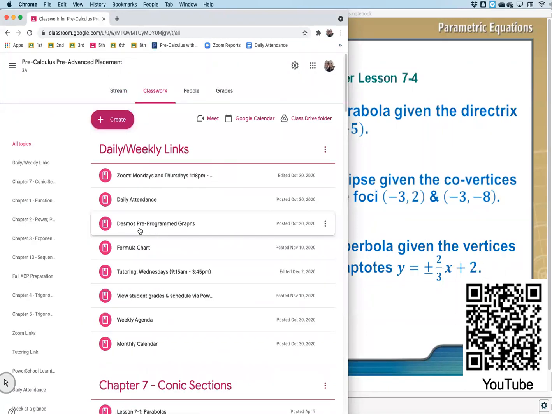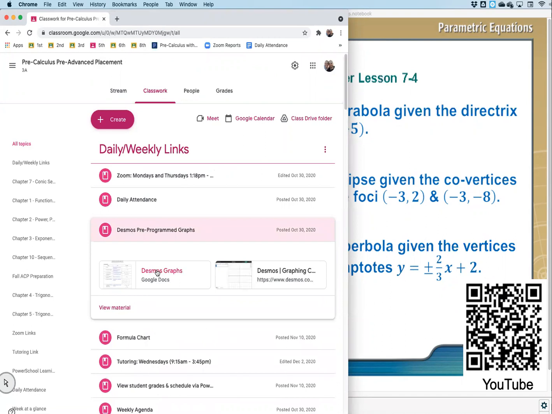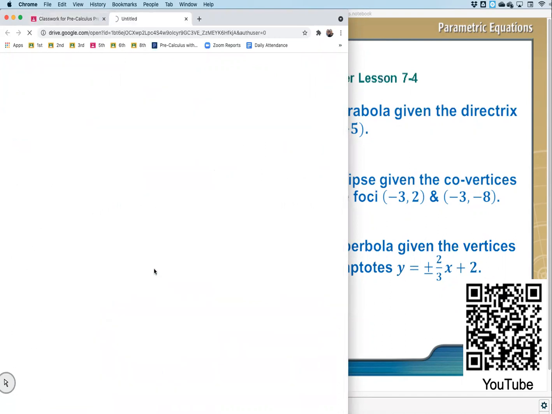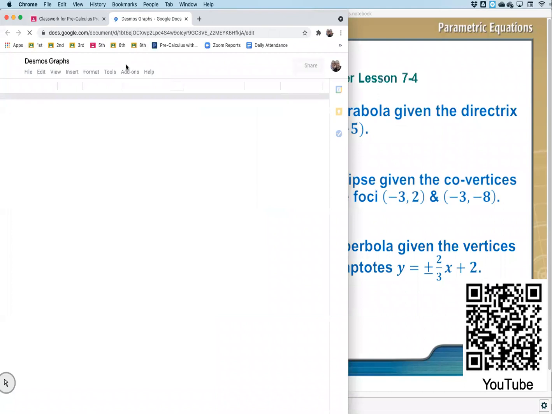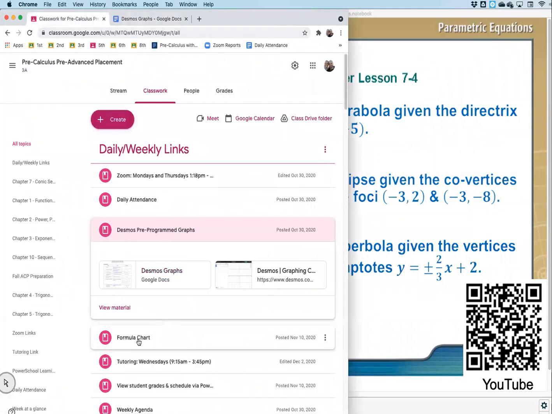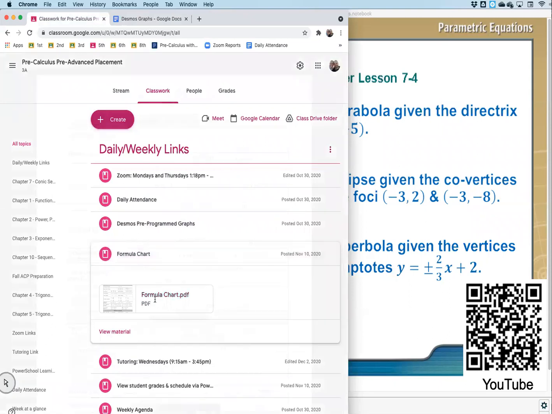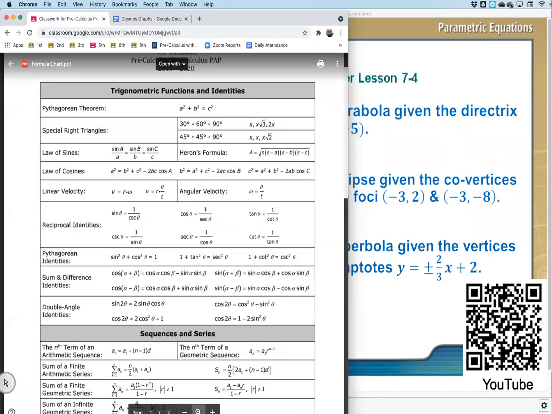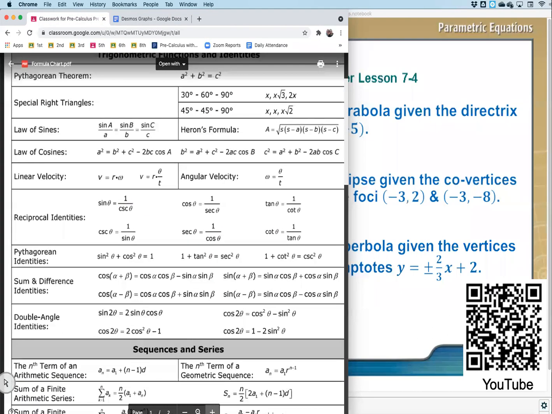Today we will use the Desmos pre-programmed graph, so I'd recommend you go ahead and click that. Today the lesson itself is built on using graphing tools, so you need to open this up, even if you prefer algebra. And not only that, I'm going to be using the formula chart exclusively on the bell ringer.